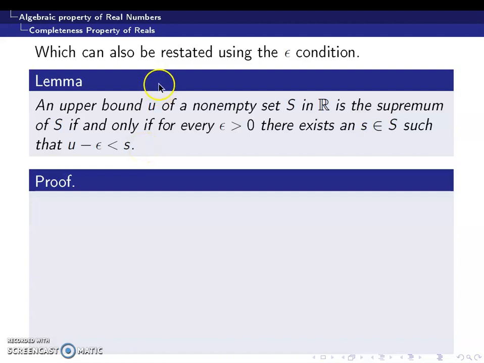The lemma states that if U is a supremum and epsilon is a positive number, then in between U minus epsilon and U, there should always exist an element of the set S. That element is small s. And if you take an epsilon and a real number U, and in between U minus epsilon and U there is always an element s which belongs to the set, then we can say that U is a supremum.